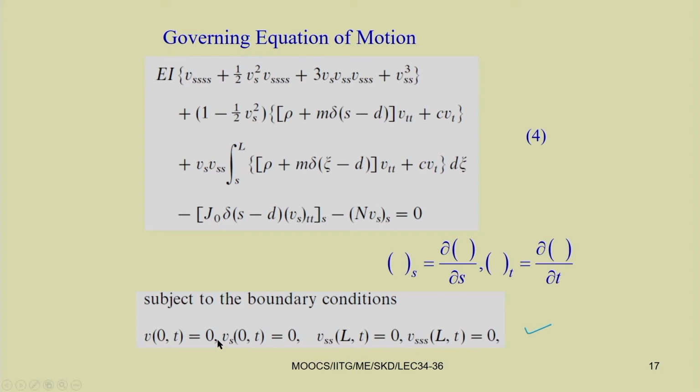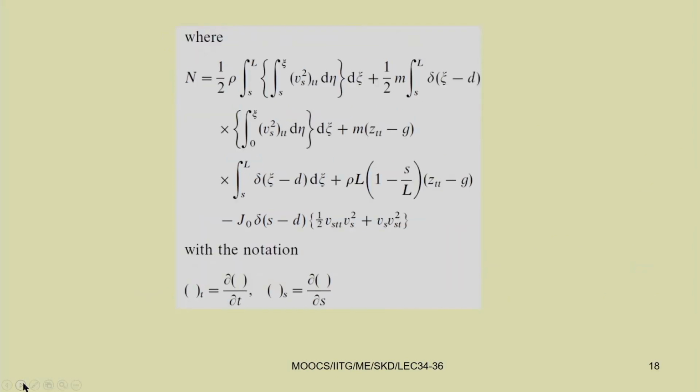So, this is the cantilever. At the fixed end, displacement and slope are 0, and at the free end bending moment and shear force are 0. In this way we got the equation of motion.